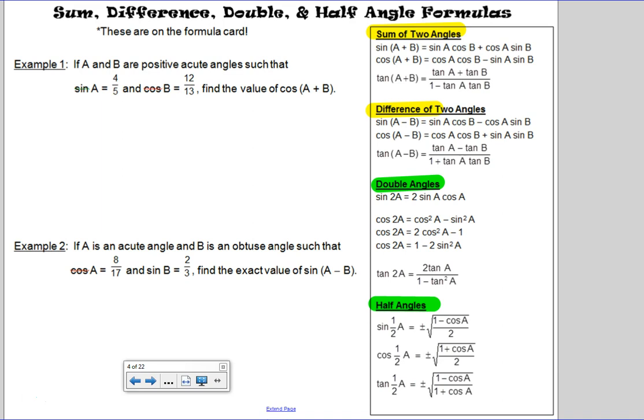Now, all of these formulas will be given to you on the formula card, so you do not need to memorize these formulas. You just have to know how to use them.